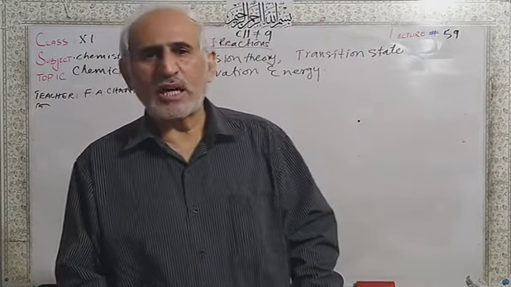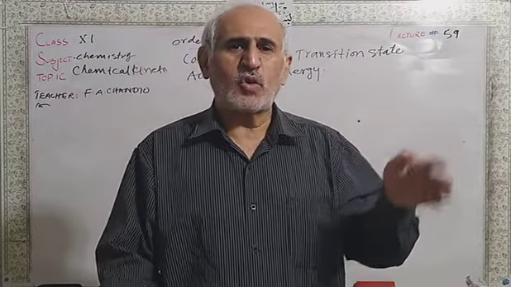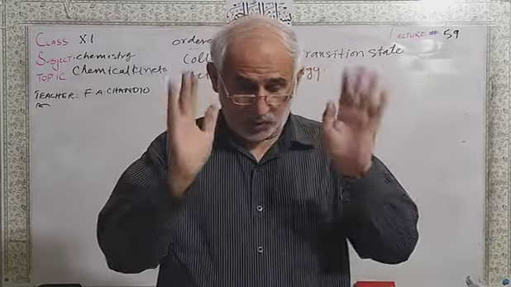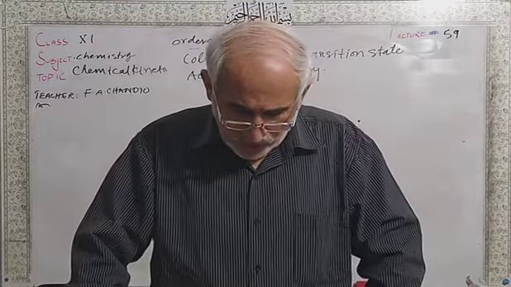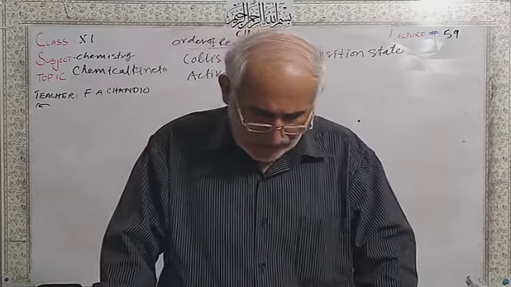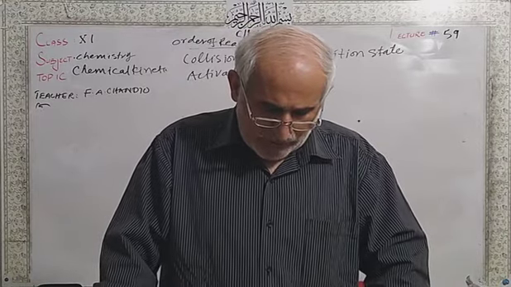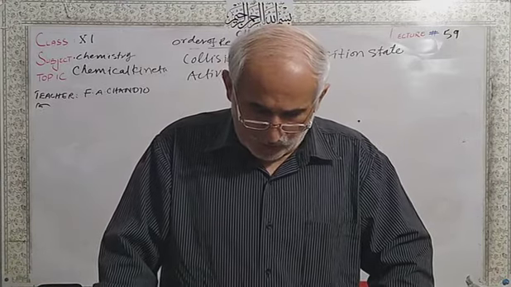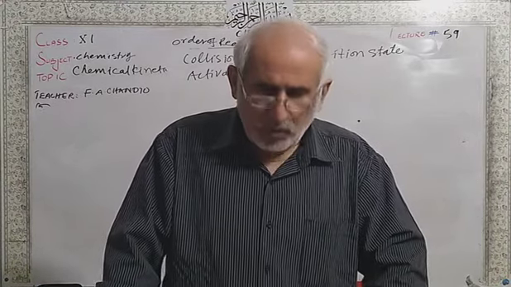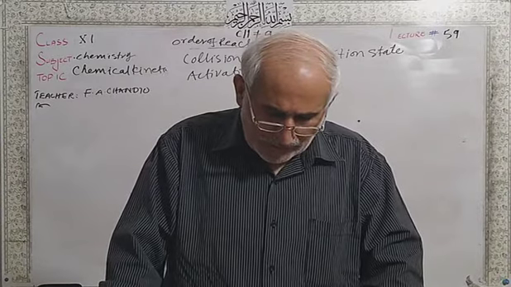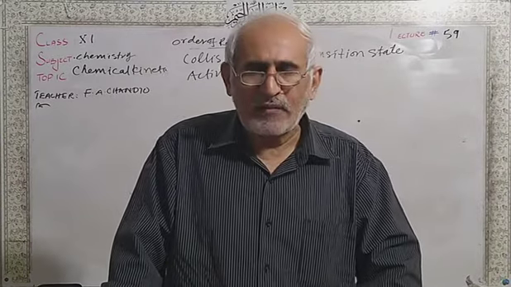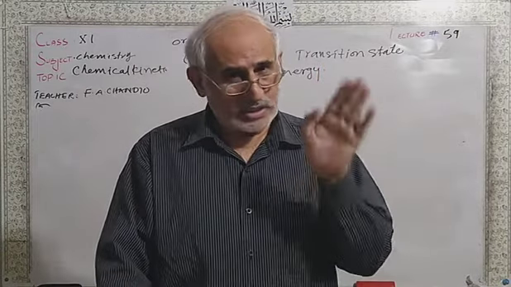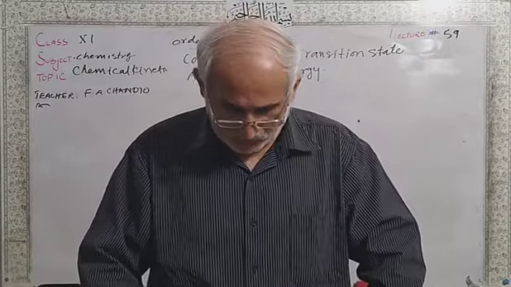So these collisions are effective collisions. Only the effective collisions are going to form the chemical product. That's why collision theory has been proposed to explain the observed kinetic interactions of the reactants. For a chemical reaction to occur, the combining atoms or molecules must collide with each other, and these collisions must be effective collisions. Then the chemical reaction takes place.